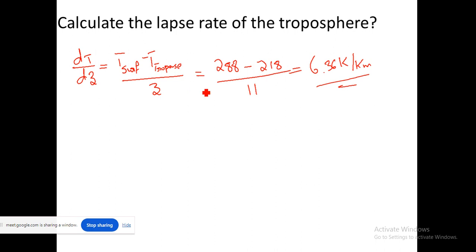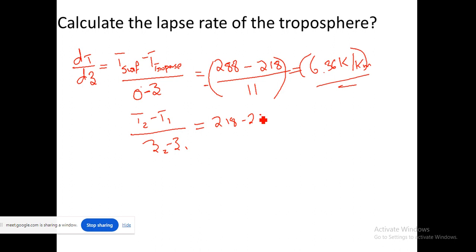So, dz will be 0 at the surface, which we can represent as 0 minus Z, so a minus sign also will come here. 6.3. Basically, T2 minus T1 by Z2 minus Z1. T2 is 218 minus 288, T2 is the second value, by Z. So it will be minus 6.36 Kelvin per kilometer. So this is the lapse rate of the troposphere. The minus sign denotes that it is decreasing with respect to height. As we are going up in the atmosphere, the temperature is actually decreasing. So we calculated dT by dz, which is basically known as the lapse rate of the troposphere. I hope you got it.